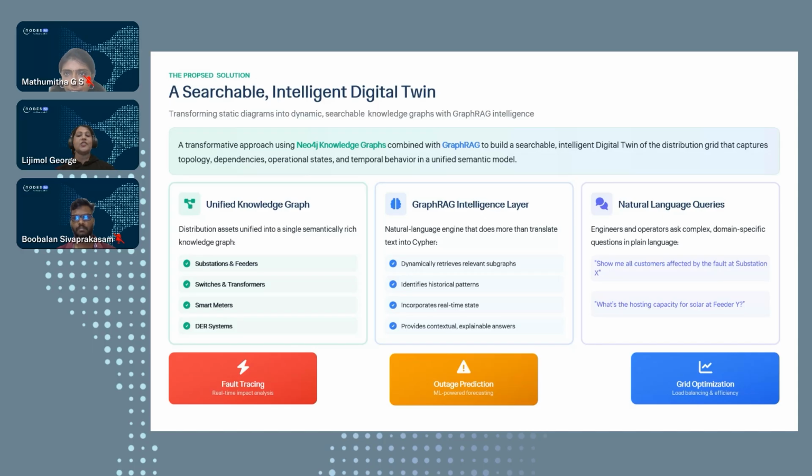And we are adding natural language queries on top of that. Because of this, engineers and operators can ask complex, domain-specific questions in plain English. For example, show me all the customers affected by the fault at substation X. In plain language, we will get a quick response in less than 5 seconds.